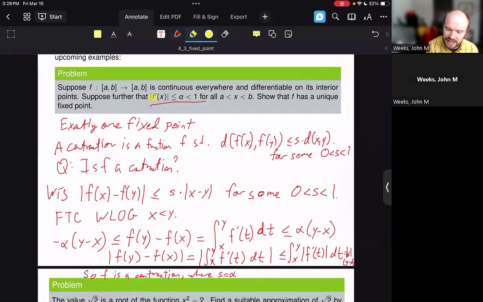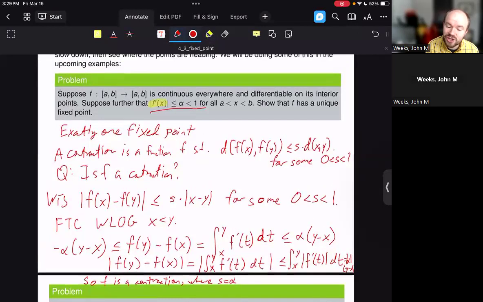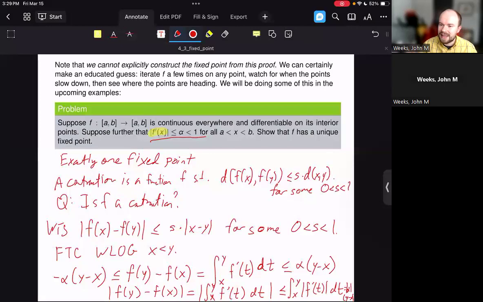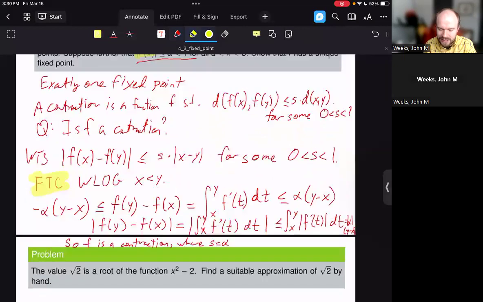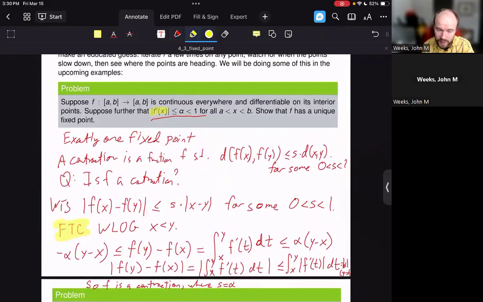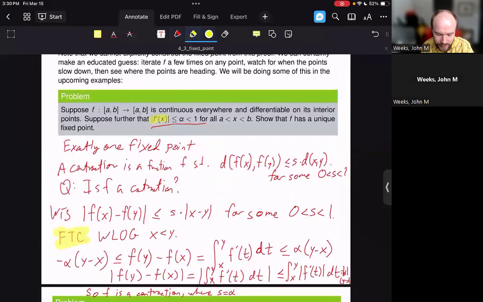What you might have noticed there is that that kind of connects back to the definition of the derivative, the one where we say that the limit as x approaches y of f of x minus f of y divided by x minus y is going to be less than or equal to alpha. But that's only in the limit. That's not necessarily saying that for all of the values of x and y that you can choose, that less than or equal to thing happens. So in order to get the full veracity of what we were asked for in this problem, to show that this function is a contraction, we needed to use the fundamental theorem of calculus here.